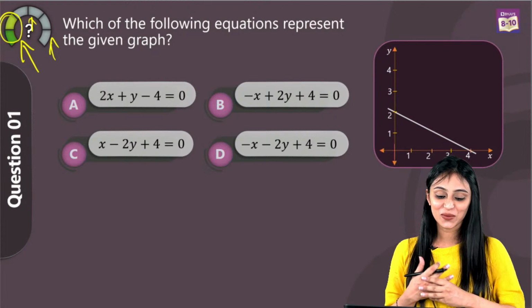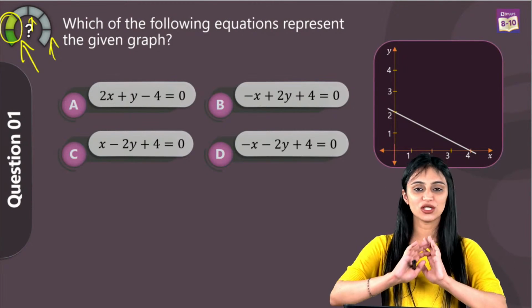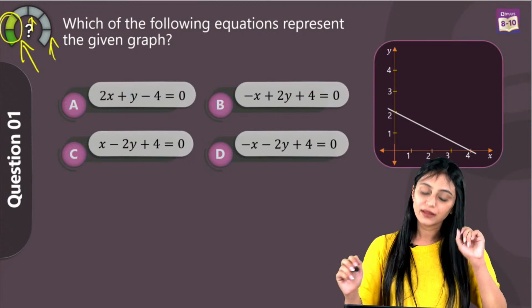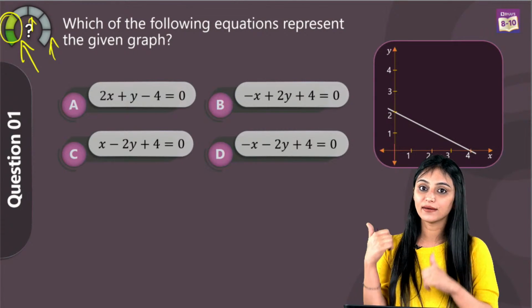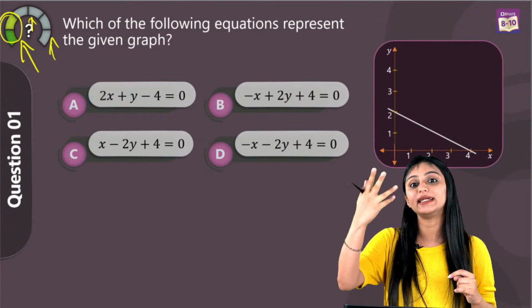Okay, which of the following equations represent the given graph? I'll tell you two methods to solve it. You can apply whichever method you are comfortable with. In the first one, 4 equations are there and a graph is given to us. We need to check which equation over here is representing this graph.